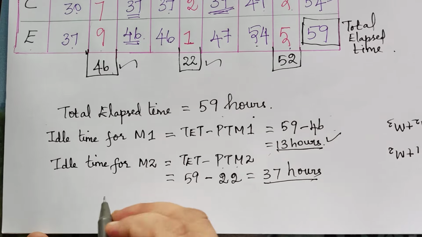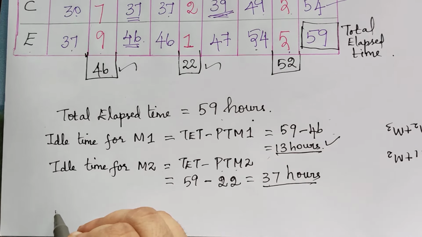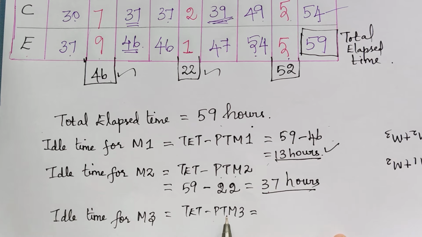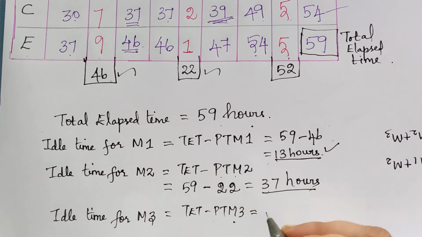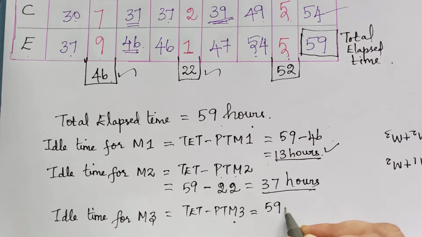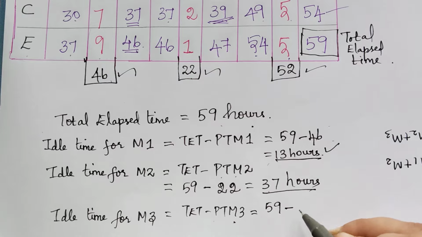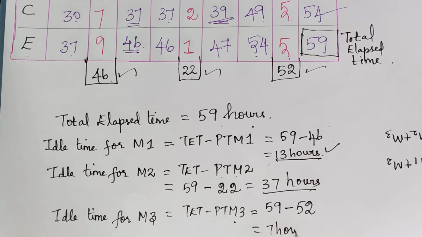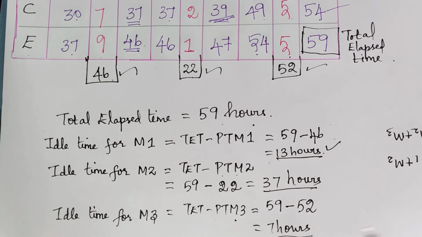And finally we have the idle time for machine 3. So idle time for machine 3 is equal to total elapsed time minus total processing time of machine 3. Total elapsed time is 59 minus the total processing time, which is 52. So we subtract this and we get 7 hours. So therefore this is the idle time of machine 3.